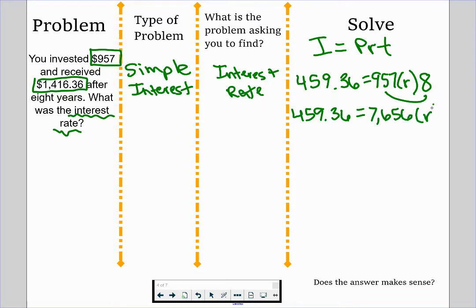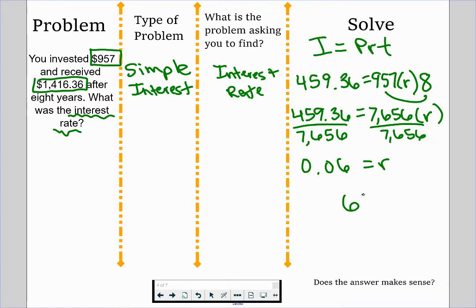When I multiply that, I am going to get 7,656. And if I'm solving for R, I have to get it by itself, so I have to divide both sides by the 7,656. What that gives me on my calculator is this decimal 0.06, and I'm going to change that to a percent, and that's 6%. That answer would make sense because interest rate for accounts is usually a pretty small amount. A 6% interest rate seems reasonable for the situation.